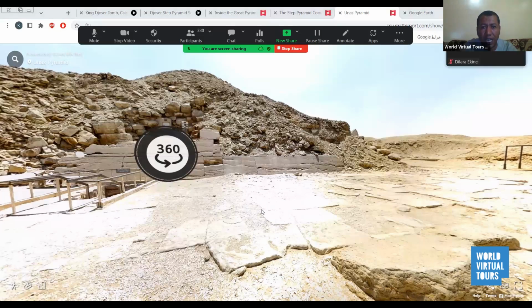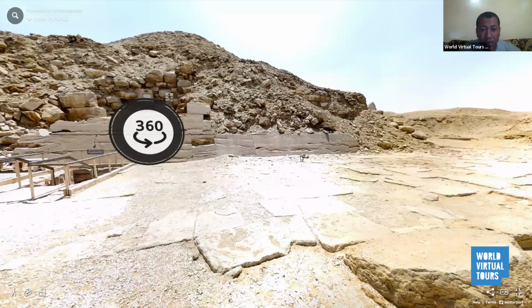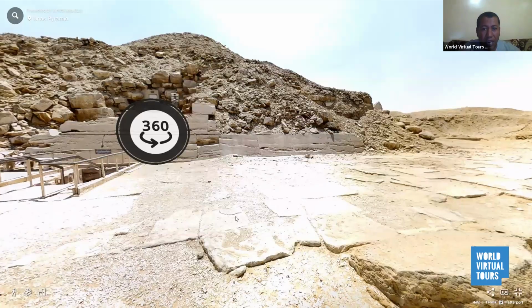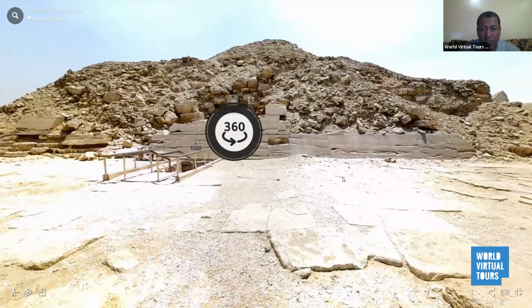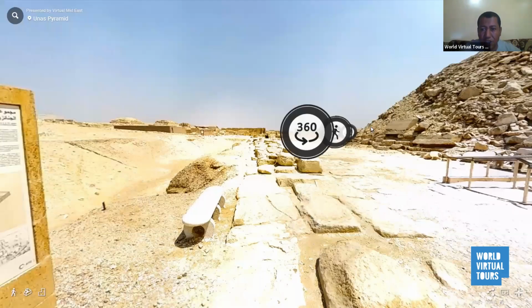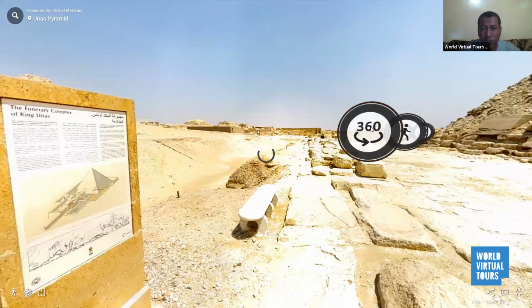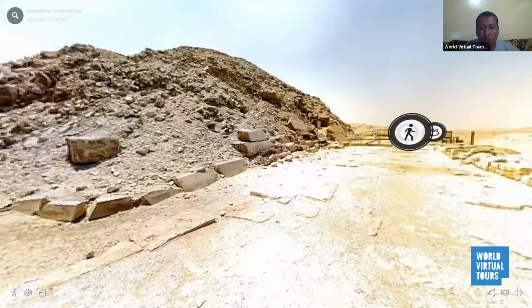You can see how it looks from outside, and it's our very good luck that it was found not destroyed, because the carvings inside are on granite stone, and you can see the rocks outside. And here is the entrance, and here is another view. You can see how it looks from another corner.